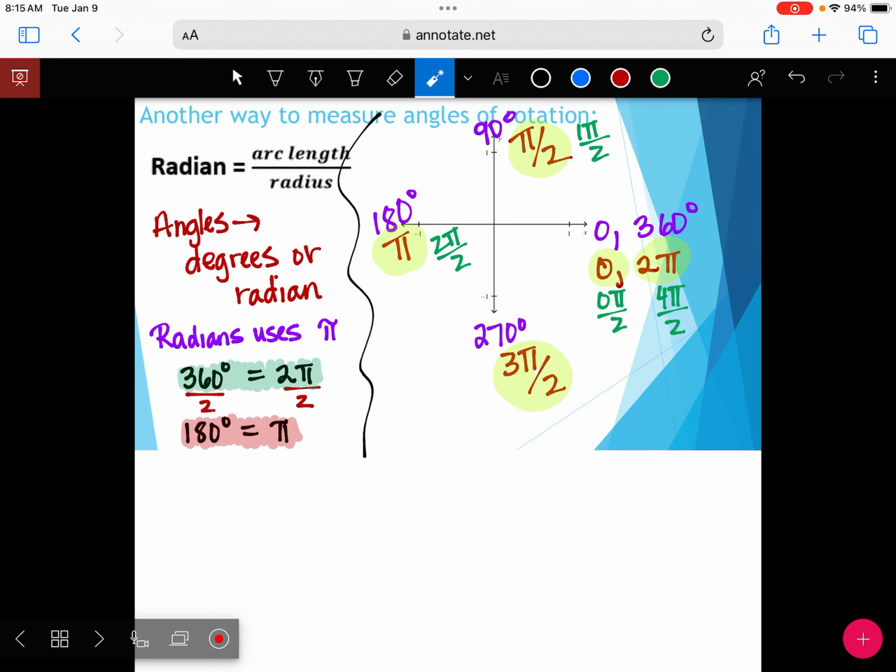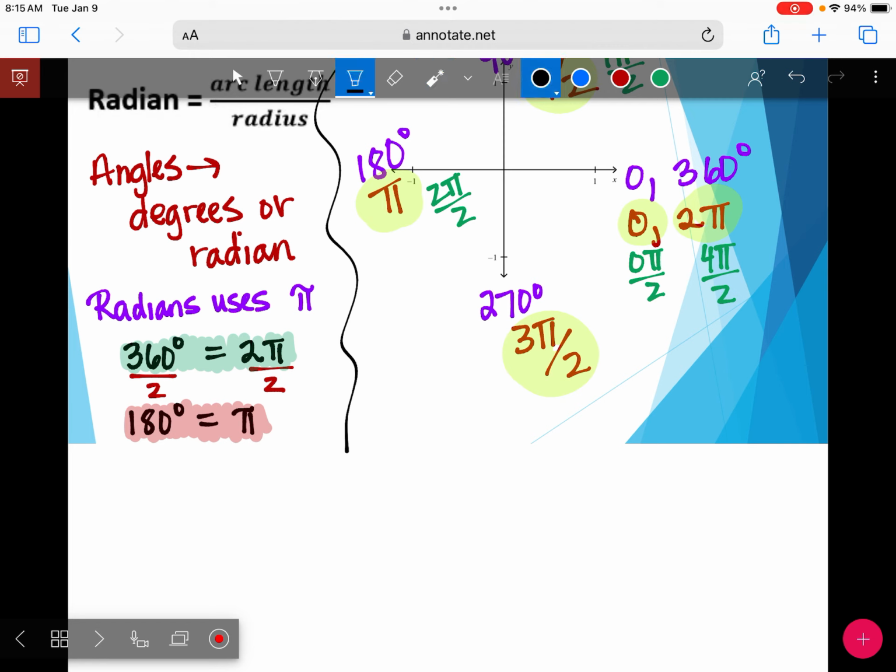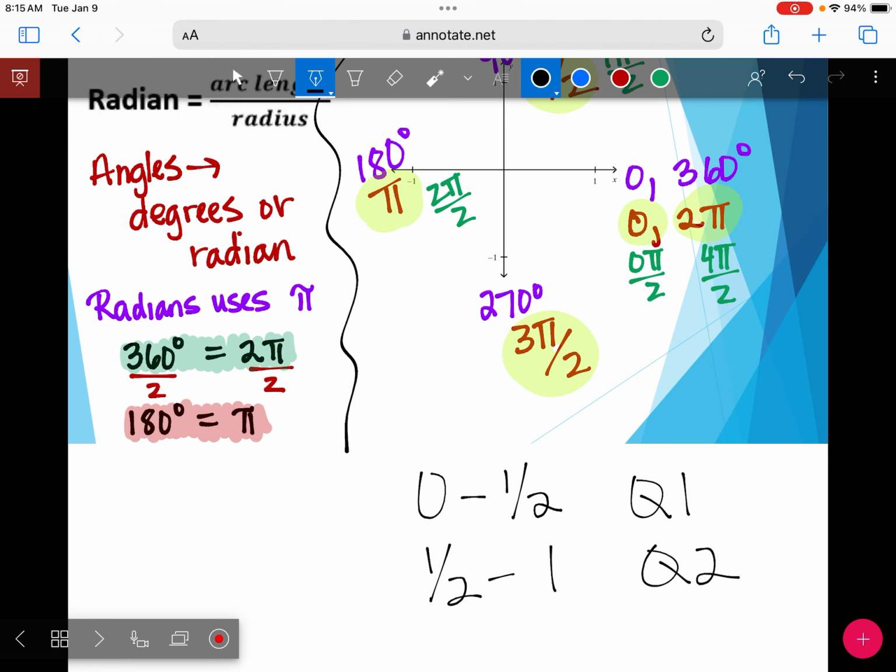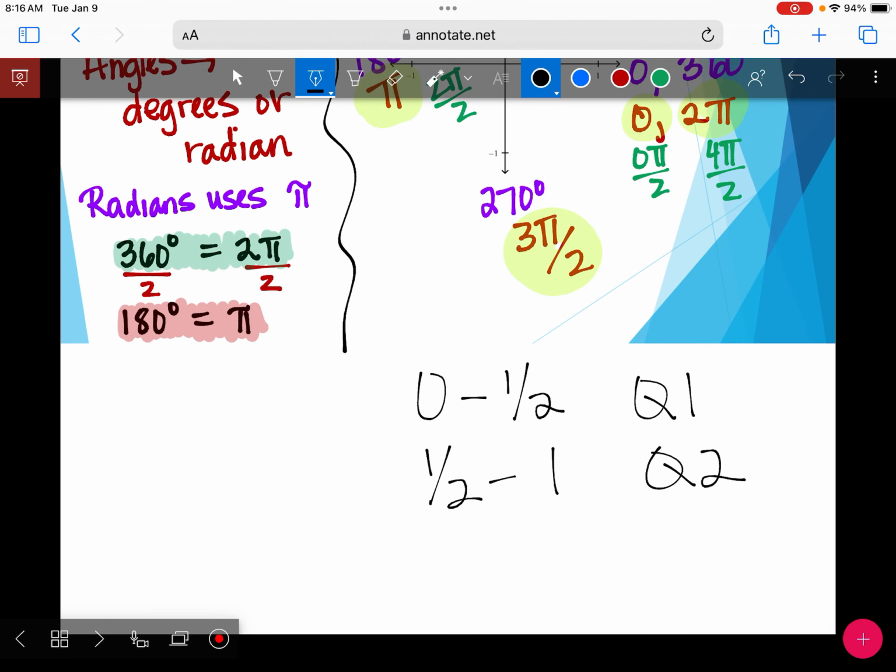So any angle that is between 0 and 1/2 is going to fall in quadrant 1. And if it's between 1/2 and 1, it's going to fall in Q2. If it falls between 1 and 1.5, that is in Q3. And if it's between 1.5 and 2, it's in Q4.